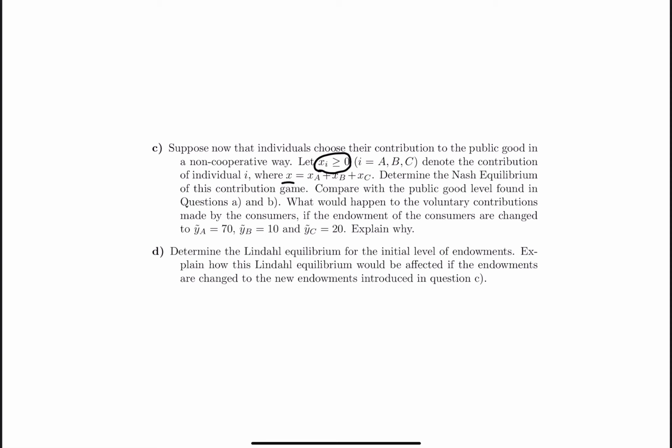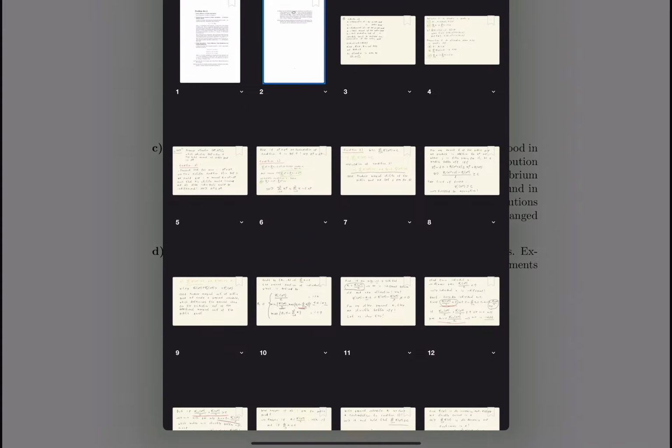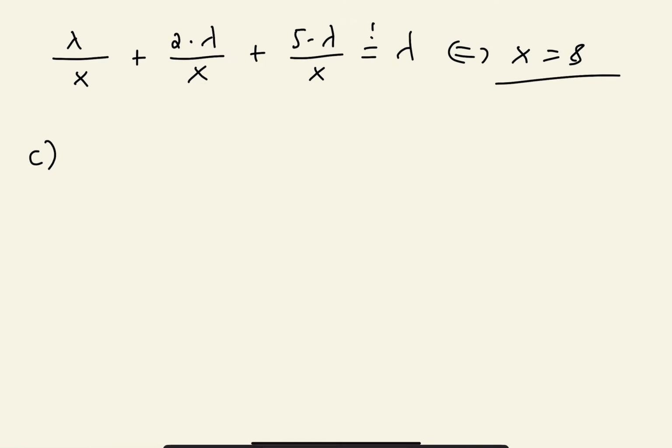What we are asked to do is to determine the Nash equilibrium of this contribution game. And then we're supposed to compare the amount that we found in the Nash equilibrium with the amount that we found in questions A and B. And then we're doing a simple comparative statics kind of exercise in that we're changing the endowments, and we're asked to comment on what would happen with the equilibrium if there is this change. So let's go to sub-exercise C.